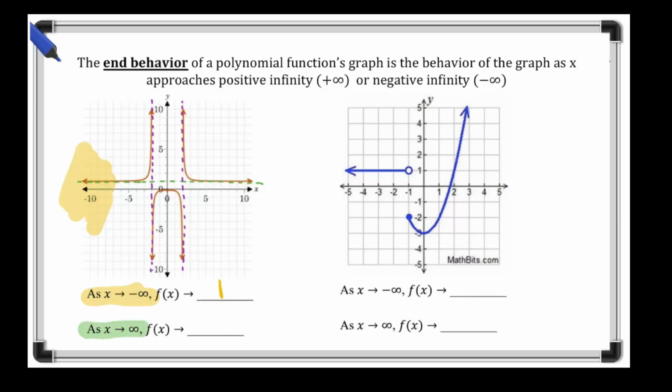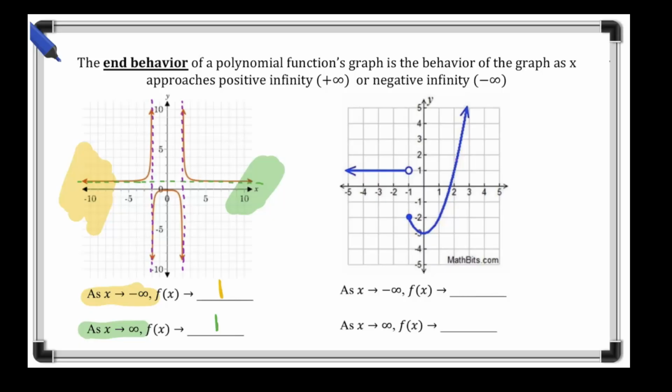And as x approaches positive infinity, now my positive infinities are to the right-hand side of my graph. So again, what is my function doing? What is the behavior? It looks like it continues and it points towards that value of 1.